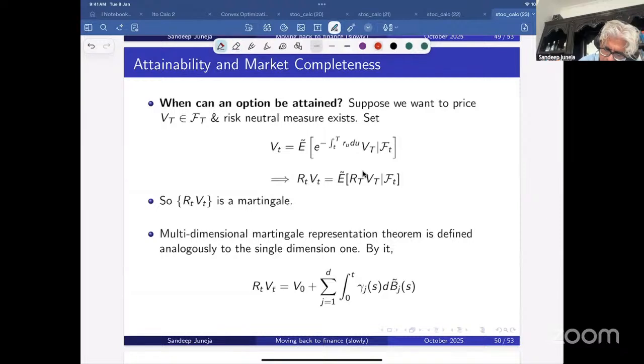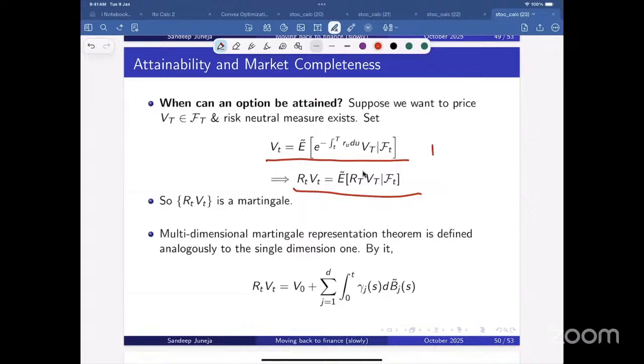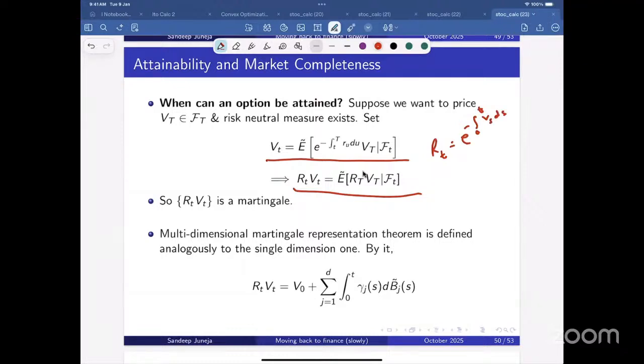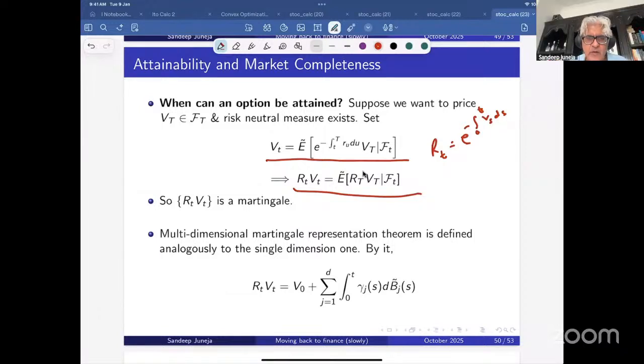So let's define Vt as follows. This again ensures that R_t V_t is a martingale, just as before. Recall R_t is just e to the power minus 0 to t r_s ds. Now what I've not written down here is the multi-dimensional martingale representation theorem, but it's analogous to the single dimension one. All it says is that when you restrict your sigma algebras to be generated by Brownian motion, then every martingale is a stochastic integral.